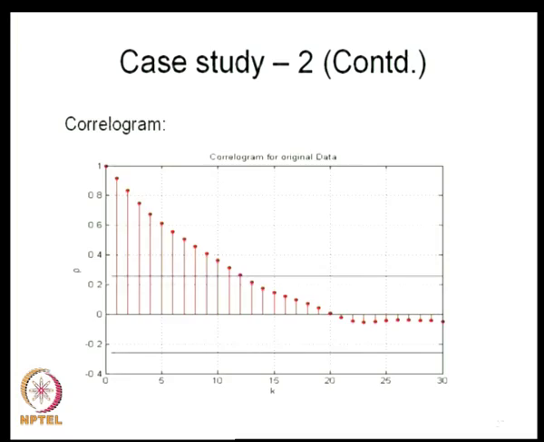This is the annual stream flow data. Then we look at the partial autocorrelations. So, we plotted the time series, we plotted the correlogram. The correlogram indicates that there is an exponential decay. Now, we look at what is the partial autocorrelation. What does the partial autocorrelation say?